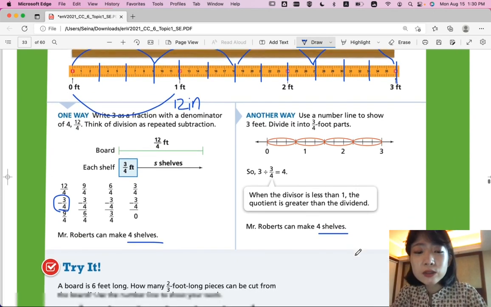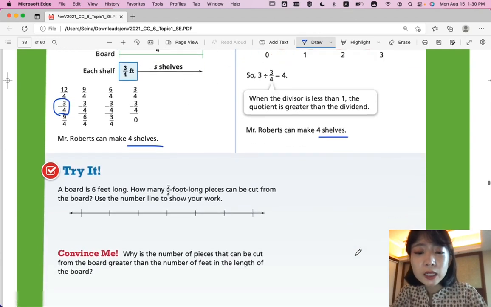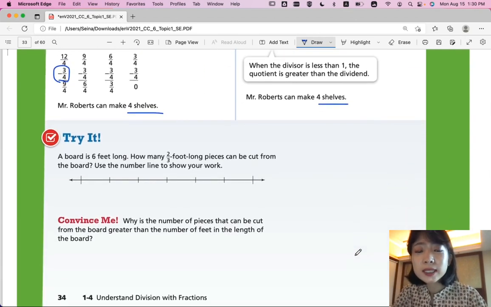Now let's try another question by yourself. A board is 6 feet long. How many 2/3 foot long pieces can be cut from the board? You can use the number line to show your work. You have to use the number line. See if you can do it by yourself. Come back when you're ready for answers.